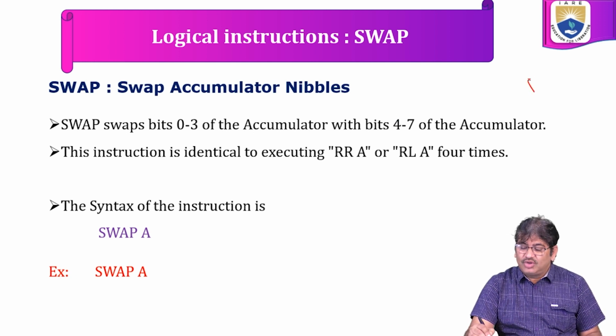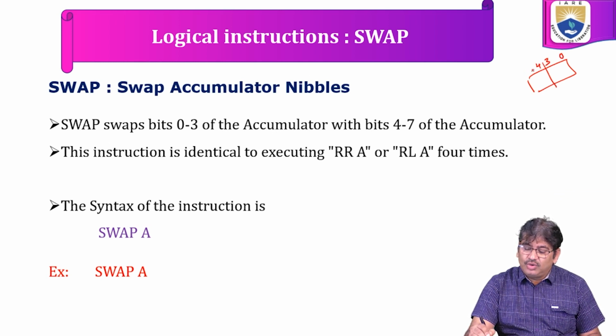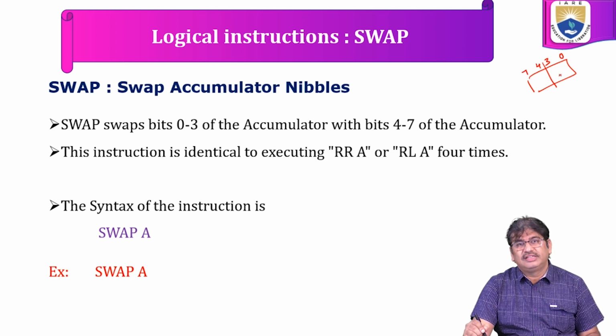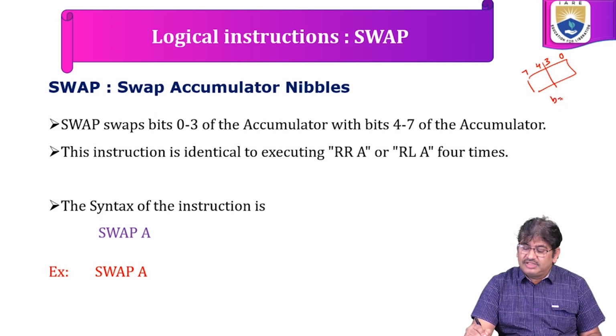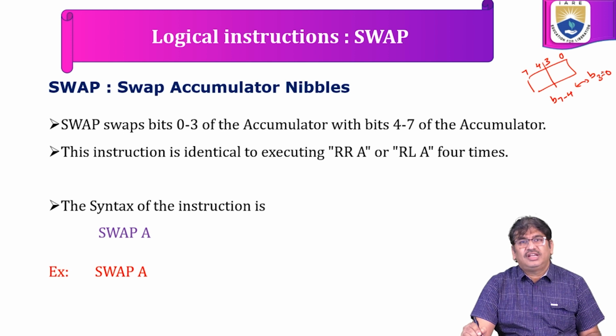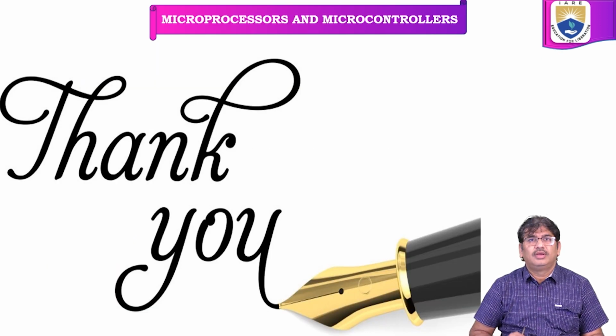SWAP swaps the bits of the accumulator, that is, the lower nibble, bit 0 to bit 3, will be loaded into bit 4 to bit 7. Similarly, bit 4 to bit 7 will be copied into bit 0 to bit 3. So bit 7 to bit 4 will exchange the data with bit 3 to bit 0. This instruction is identical to executing the rotate operation without carry, either towards the left side or right side, by 4 bits. The syntax of the instruction is SWAP A. Example is SWAP A.